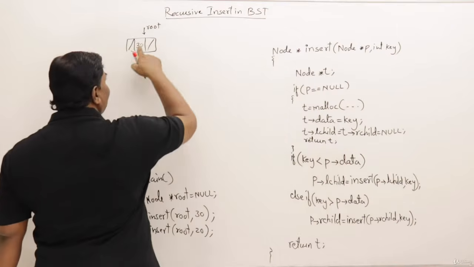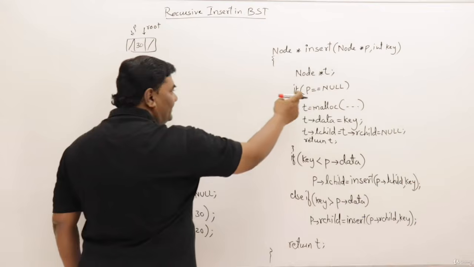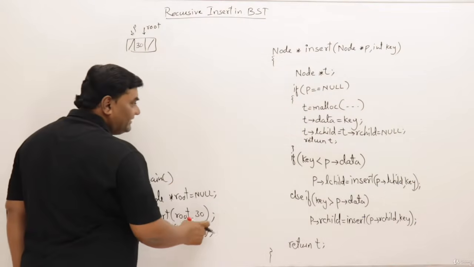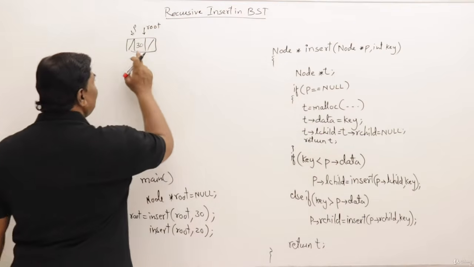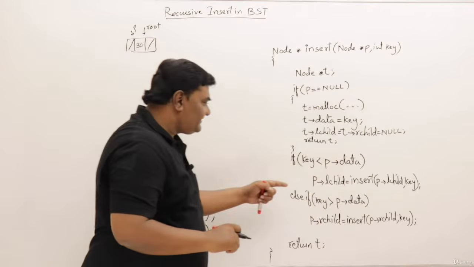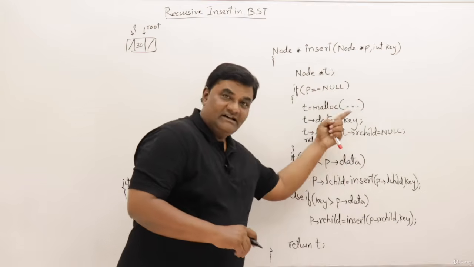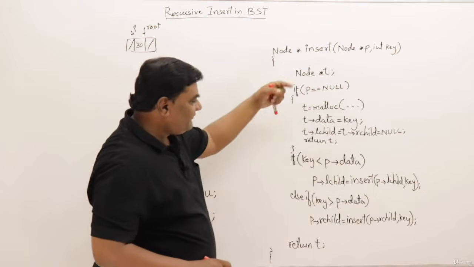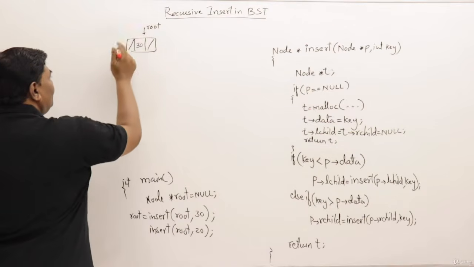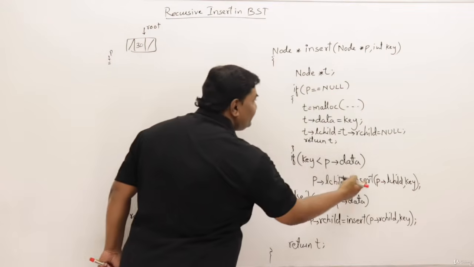P is upon root. Yes, p is upon root. Then is p null? No. So it will not enter into this block. Then the key that I have sent, 20, is it less than p's data, 30? Yes, it is less. So go on which side? Insert upon the left child. So it will call itself again. So again the insert function is called by passing p's left child. So what is p's left child now? P's left child is null, right? This left child is null. So it will call itself.